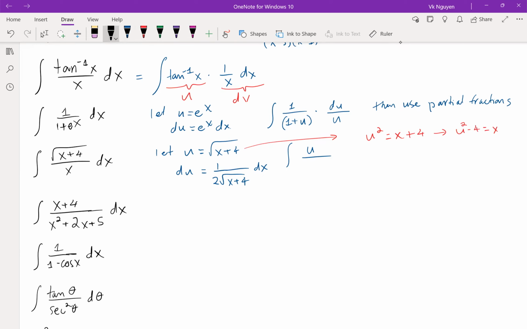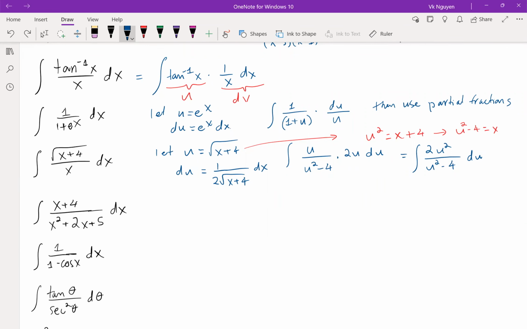Okay. So this is the u squared minus 4. And then the dx is going to be 2 root x plus 4 du. Well, root x plus 4 is u, so it's going to be 2u du. We can factor out the x squared plus 4, and so that would be integration by parts. But before you do integration by parts, you have to do the long division because the power on the top is the same as the power on the bottom. Integral 2u squared over u squared minus 4 du.